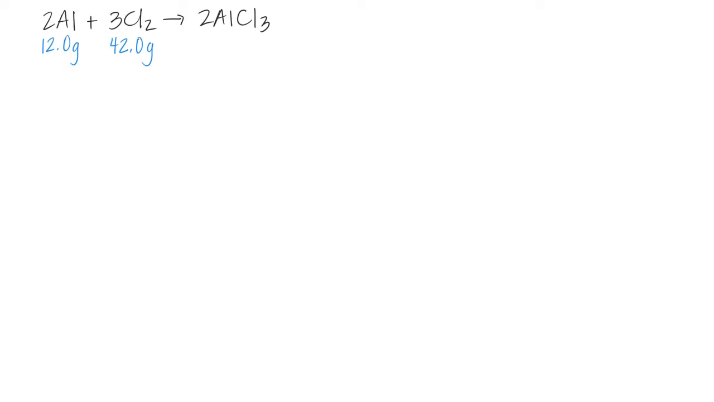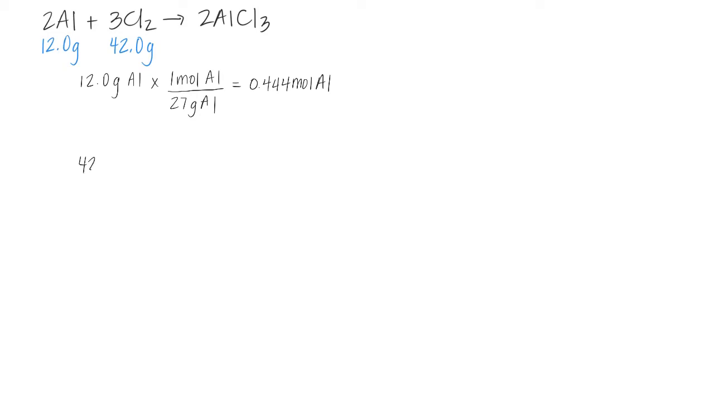Starting with aluminum, we have 12 grams times 1 mole of aluminum divided by the molar mass from the periodic table, 27 grams of aluminum. That gives us 0.44 moles of aluminum.